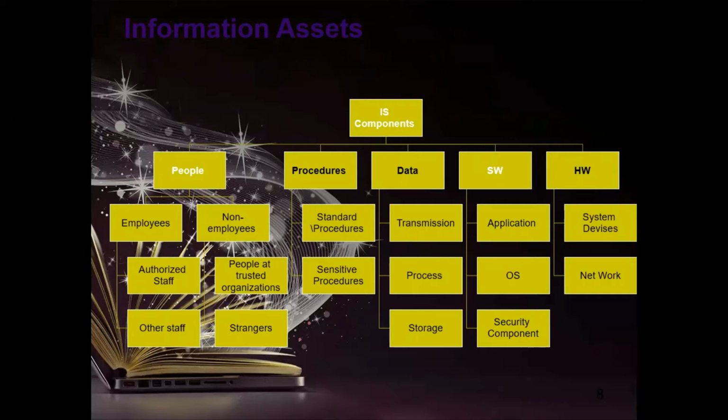When talking about procedures, we have standard procedures in the organization, and sensitive data handling procedures would also be there. There are various types of data we have: data under transmission, process-related data, and stored data. In the same way, software components include applications, the OS, and some security-related components. In hardware, system devices and the network are also part of your information security assets. This would be your information component.